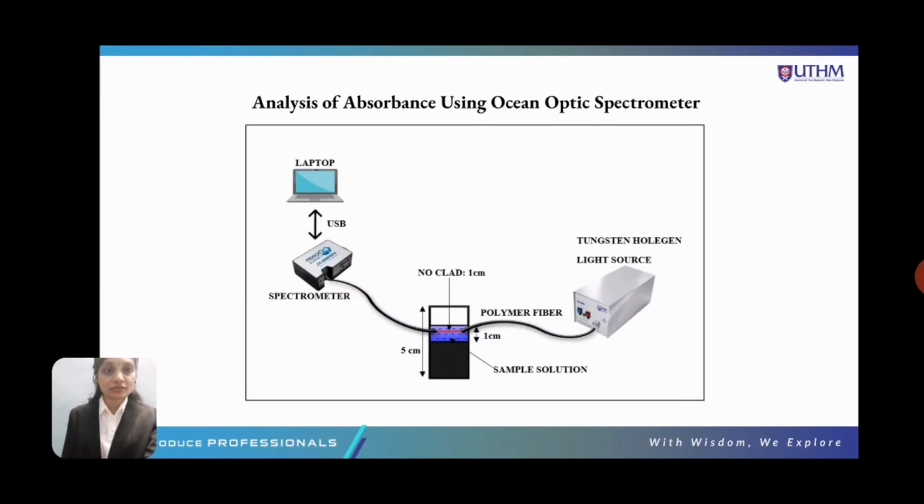The analysis of absorbance using Ocean Optics software. Basically, a laptop with the Ocean Optics software is connected to the Ocean Optics spectrometer and the tungsten halogen light source, which acts as the light source for the fiber to detect the ammonia concentration. The no-clad part is immersed into the water sample, and the other parts are outside of the cuvette. The cuvette is enclosed so that no external sources enter while the light is traveling through the core of the fiber.